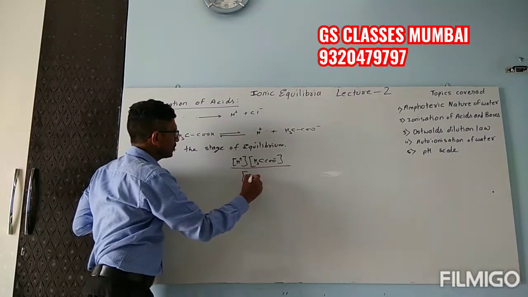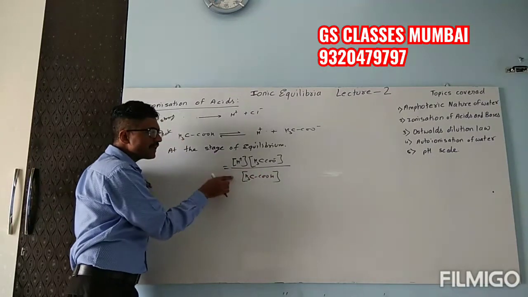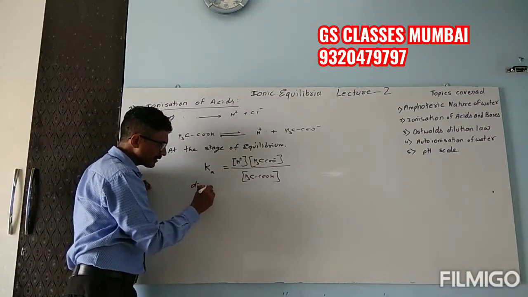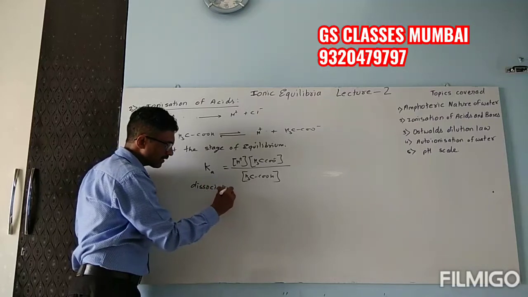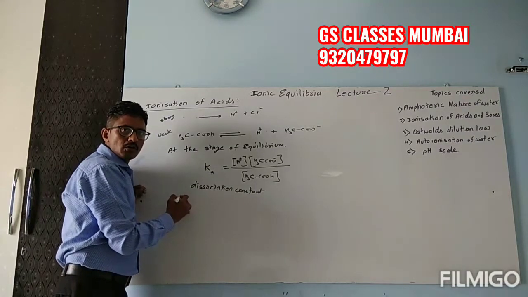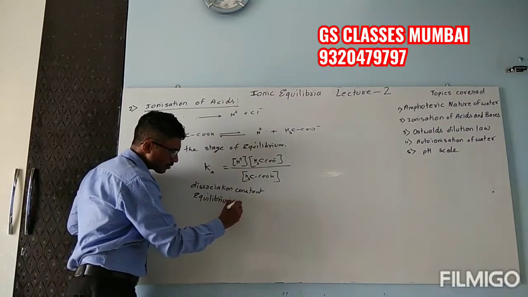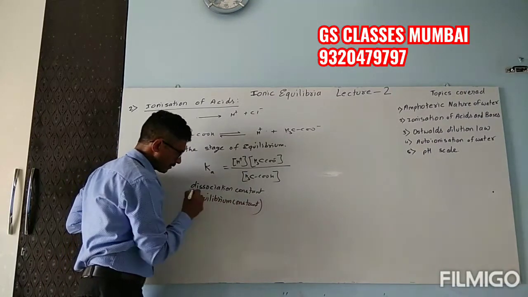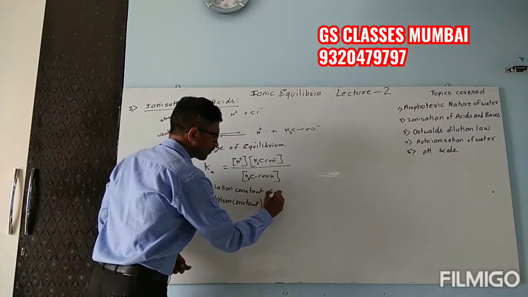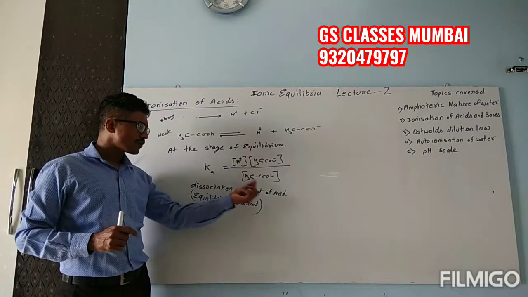Concentration of the products divided by the concentration of reactant, and this ratio is known as the dissociation constant. So children, this equilibrium constant is known as the dissociation constant of the acid.